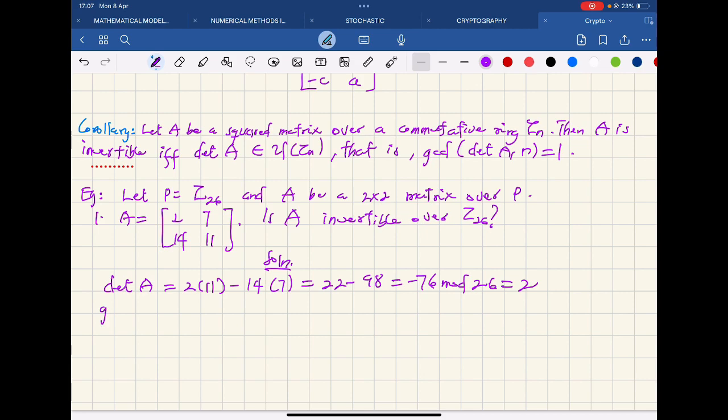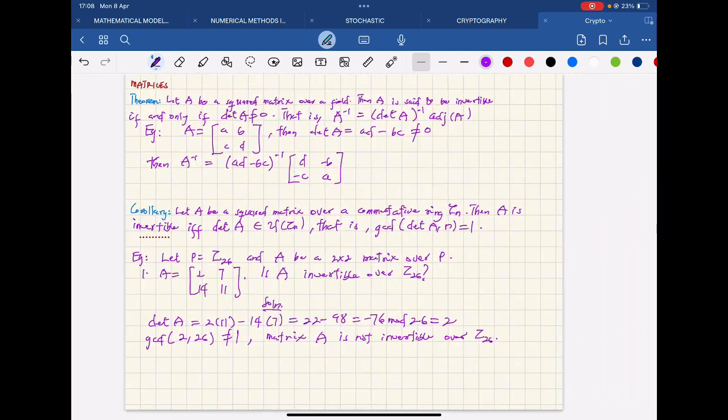So now the GCD of the determinant of A, which is 2, and our n, which is 26. And the GCD of 2 and 26 is not 1. Now since the GCD is not 1, it means that matrix A is not invertible over Z26.